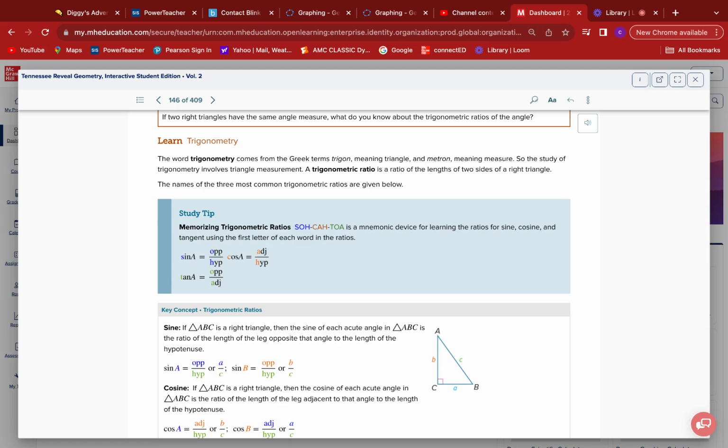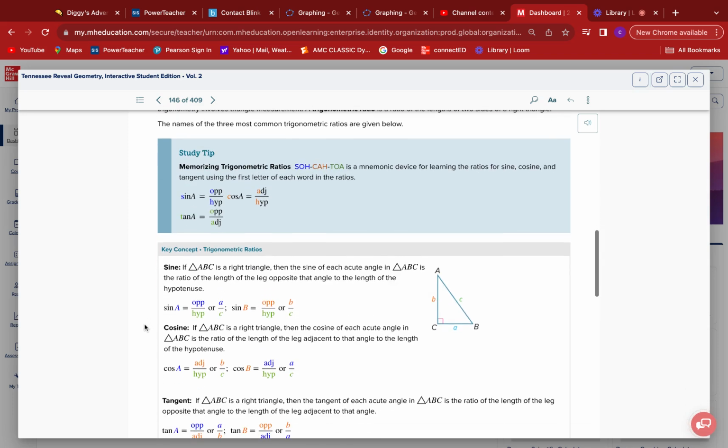All right, sine is your opposite side of the angle divided by your hypotenuse, which is the side across from the 90-degree angle. Cosine is the adjacent side to the angle divided by the hypotenuse, and tangent is your opposite side of the angle divided by the adjacent side of the angle. So it kind of depends on which angle you're talking about, but you're never going to be talking about the 90-degree angle. It's always going to be one of the acute angles that you're going to refer to.